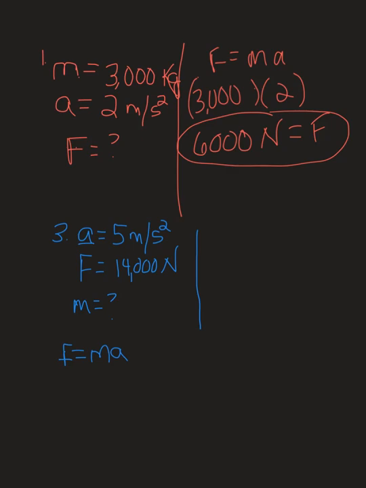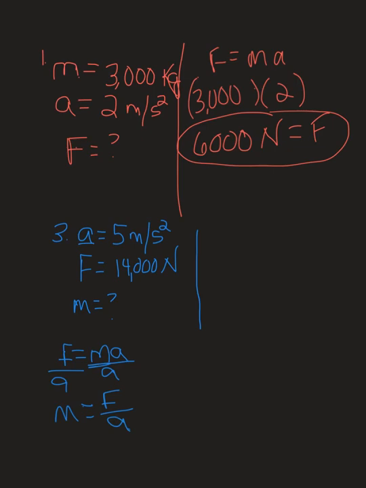So we start out with force equals mass times acceleration. We want to solve for mass. So if we divide this side by A and divide this side by A, mass is going to equal force divided by acceleration.